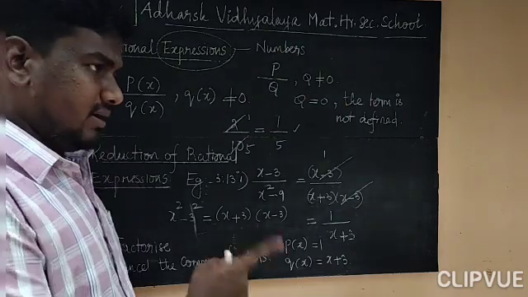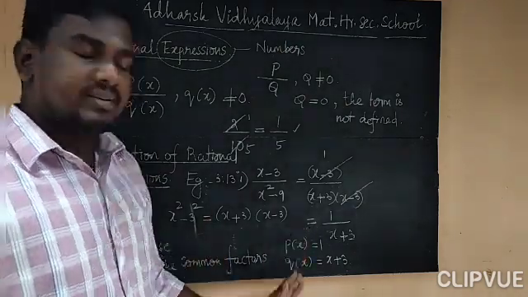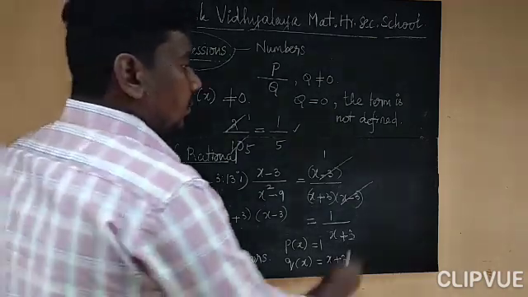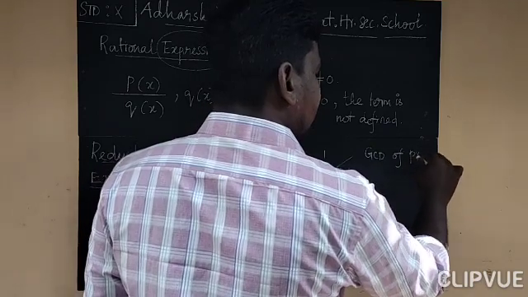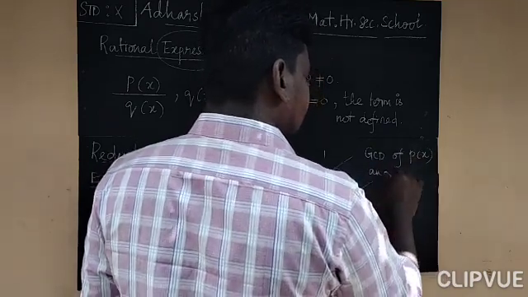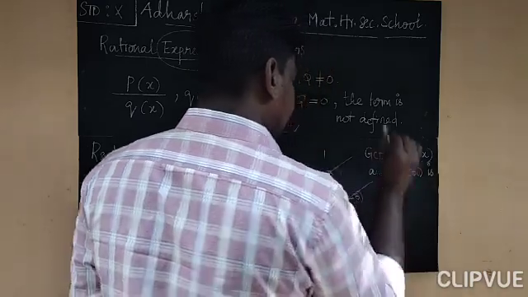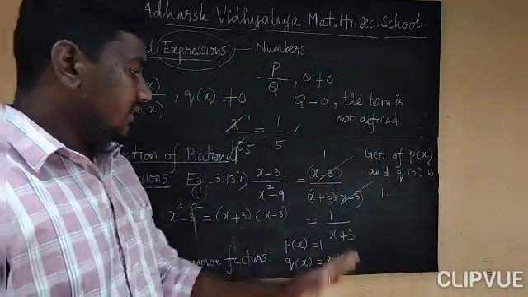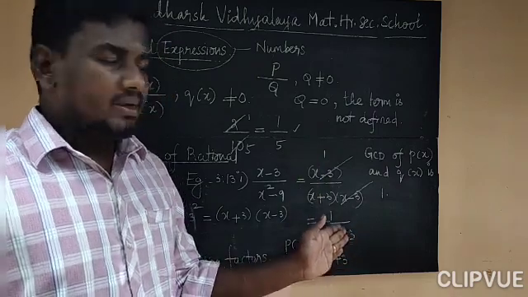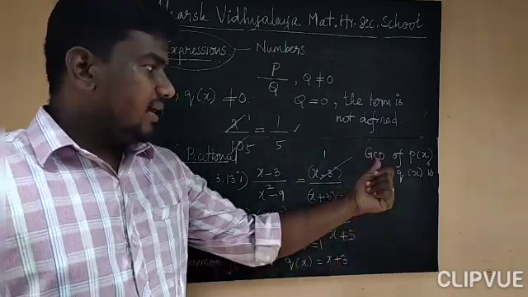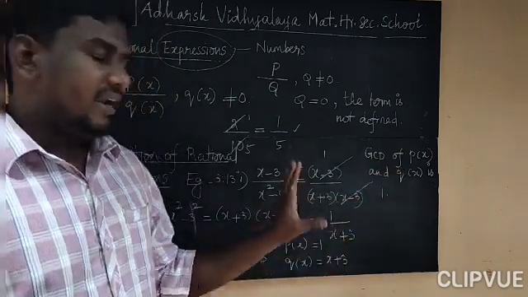The GCD here is 1. 1 is the greatest common divisor of this p of x and q of x. So the GCD of p of x and q of x is 1. It is the irreducible form or simplest form of this rational expression. So we can say clearly, if their GCD is 1, it is the irreducible form of the rational expression.